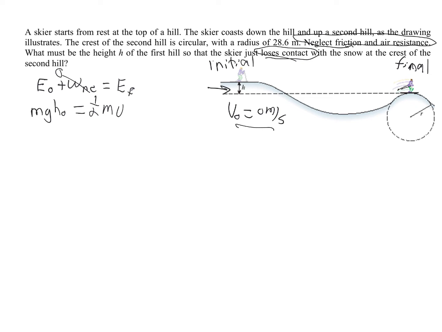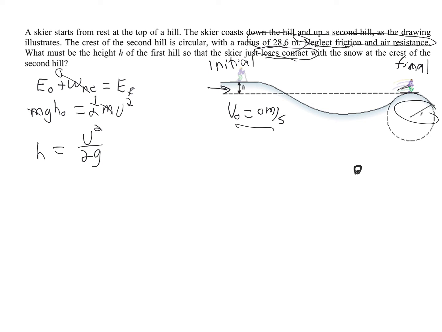And so if we want to try to solve for this h value, it looks to me like h is just going to be equal to v final squared over 2g, which is great, except we don't know v. We do know g, and all we're given is this radius of this circular portion of the hill over here. So the question is, can we use that to somehow figure out v? Well, not sure. We are told this interesting fact about the skis losing contact with the snow at that point.